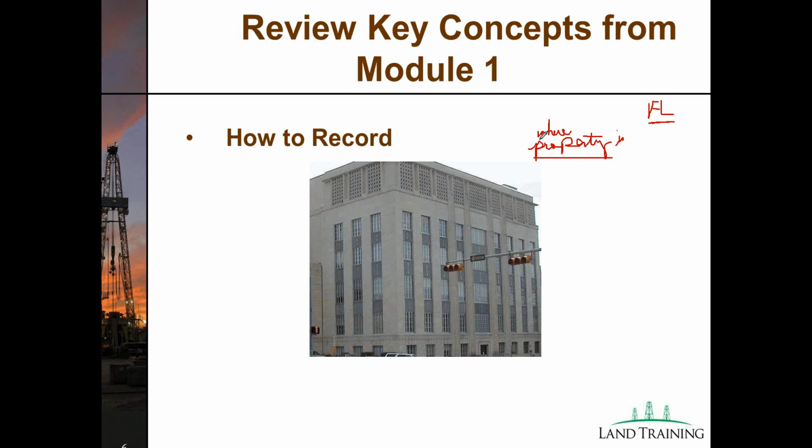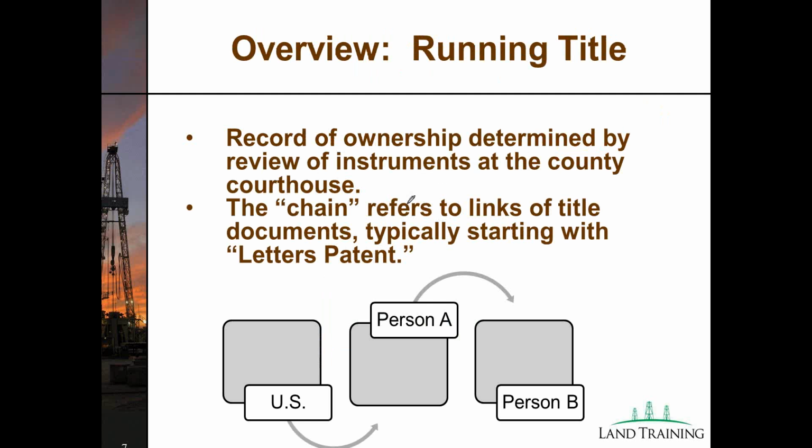Okay, so now let's look at an overview of running title. When we talk about running title, all we're doing is saying the recorded history of owners of a certain parcel of land or minerals, and all it's showing is the transfer of the interest from one person to another. We call it a chain of title. Imagine these are chain links. It's the chain that links the first owner, which is the U.S. government, to person A. And then there's a link which links person A to person B. All it is referring to is the links of title documents.